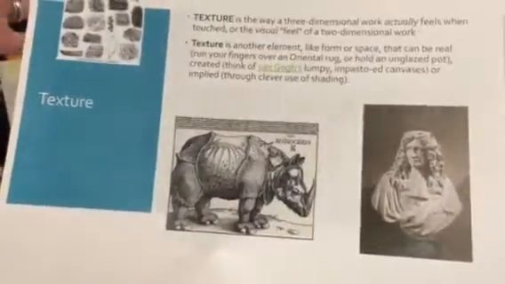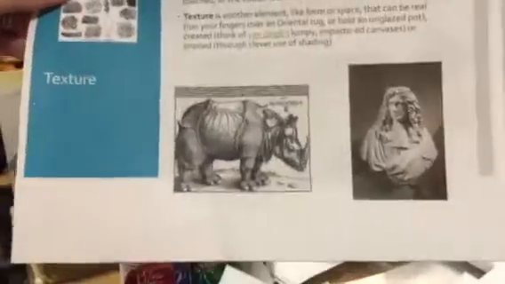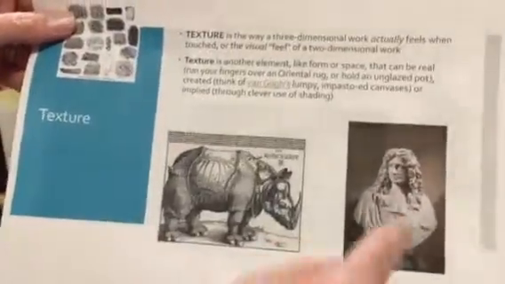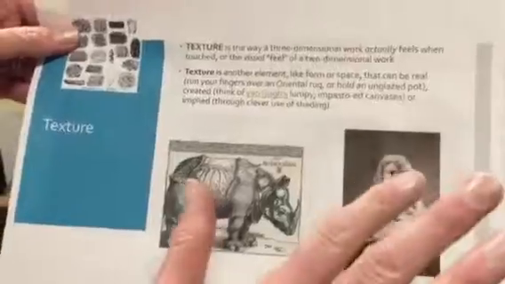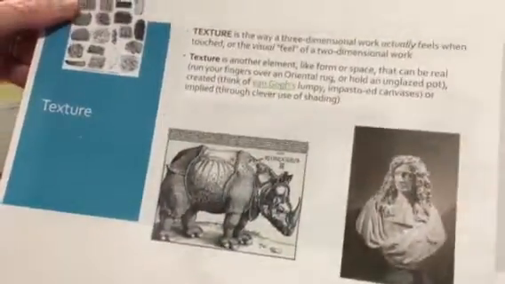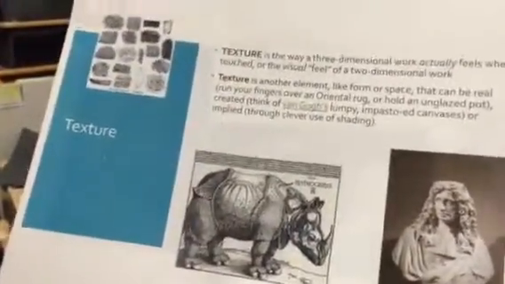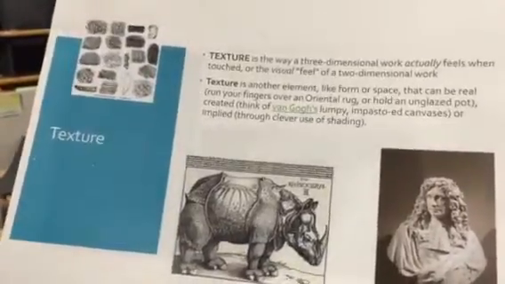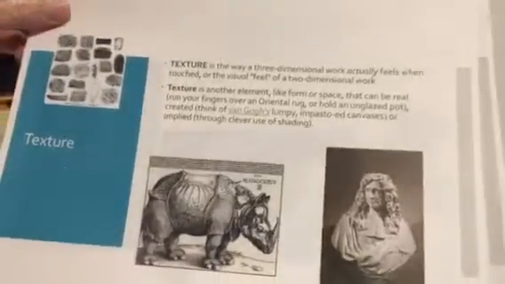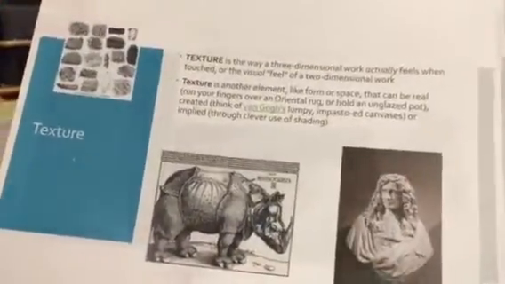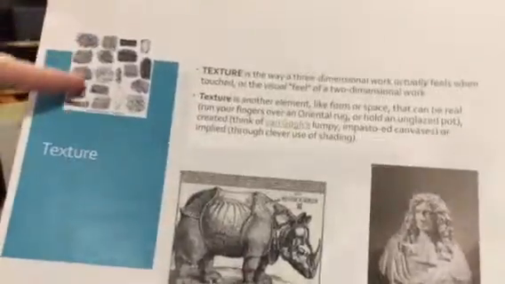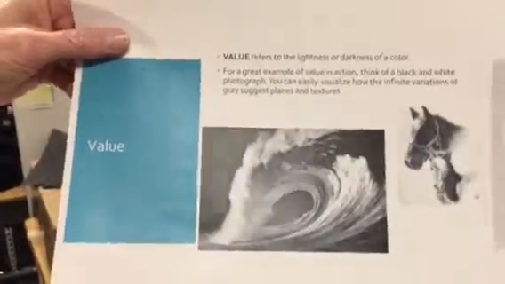It's another element like form or space that can be real, like in a rug. Or you can hold, touch the sculpture. Don't touch the sculptures, but if you were to touch it, you'd feel it. You can think of when painters used impasto, which I think is what it's called, with the thick paint on the paintings. Oh yeah, there it is. Or texture can be implied through the clever use of shading. This is all crosshatch. I think a lot of the students know that from art, so you can talk about crosshatch. And then value refers to the lightness and darkness of a color.